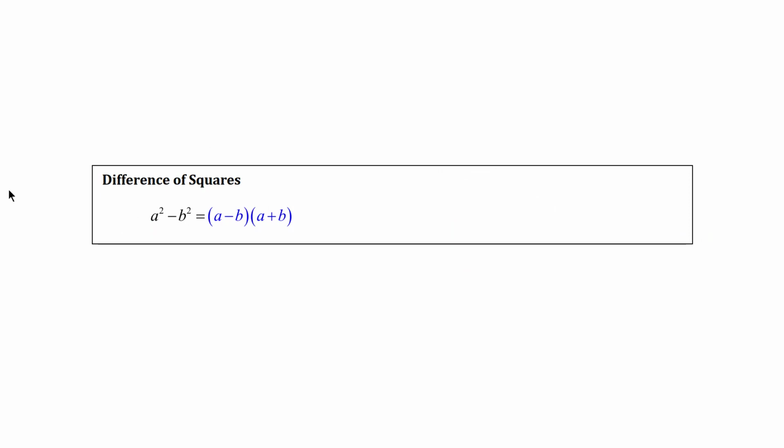Next, we're going to go over factoring a difference of squares. A difference of squares has the form a squared minus b squared. This is equal to parentheses a minus b times parentheses a plus b. To factor a difference of squares, we just find the value of a and b and substitute it into the formula parentheses a minus b times parentheses a plus b.